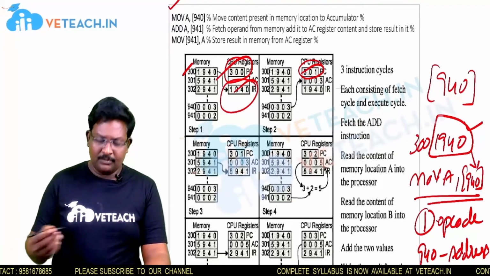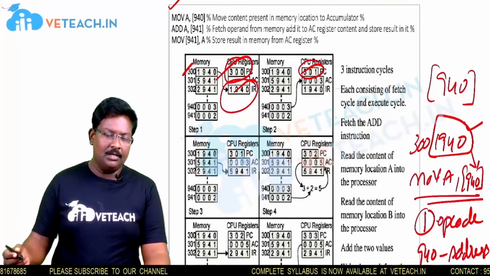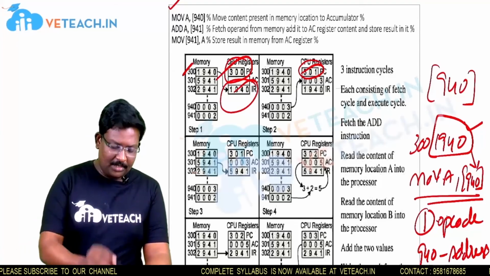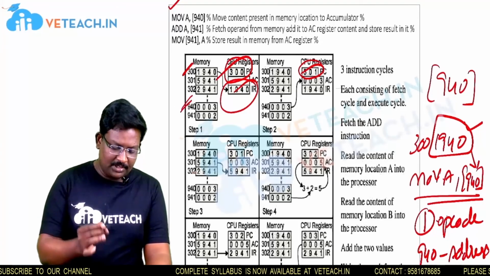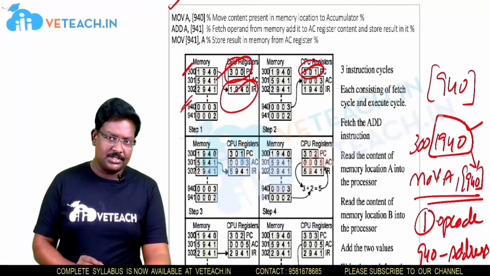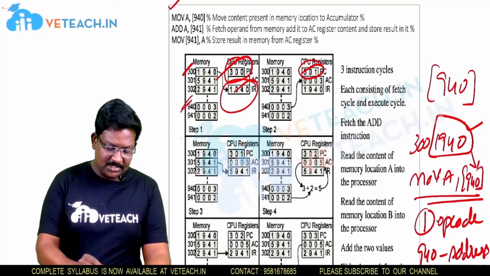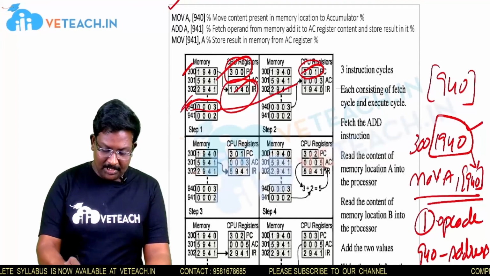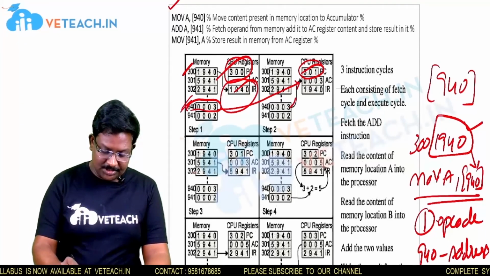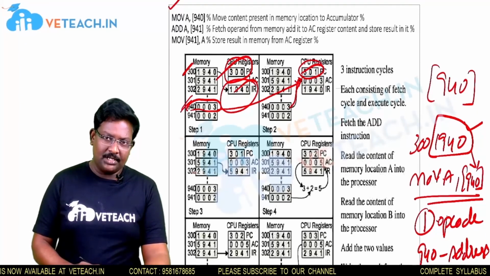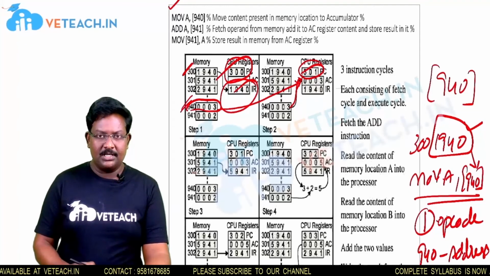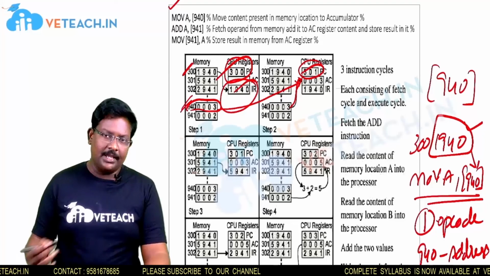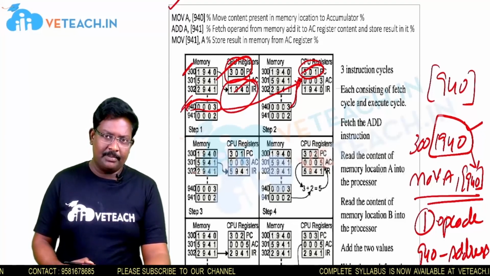So the meaning of the instruction is MOVE A comma, within square brackets, 940. So the processor goes to the 940 address location. So here is the 940 address location. Whatever data is present in that address location is going to be moved into the accumulator register. So you can see from the address location we are placing it into the accumulator register. AC is called the accumulator register. In the instruction we are representing the accumulator register as capital A. So this is what is going to happen in step 2.